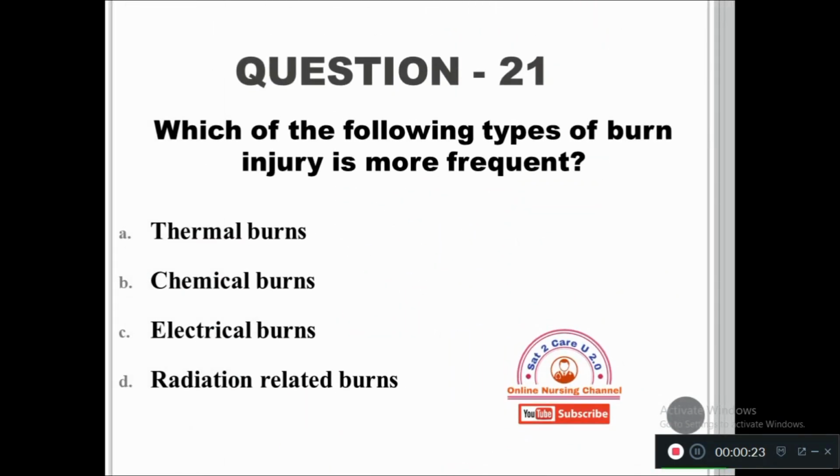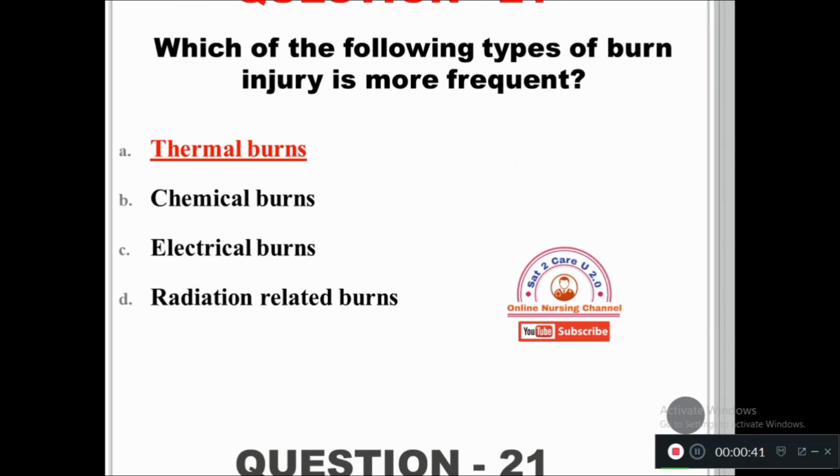Question number 21. Which of the following types of burn injury is most frequent? Option A, thermal burns, B, chemical burns, C, electrical burns, D, radiation related burns. So the most common type of burn is thermal burns.